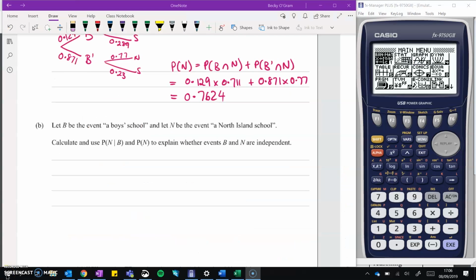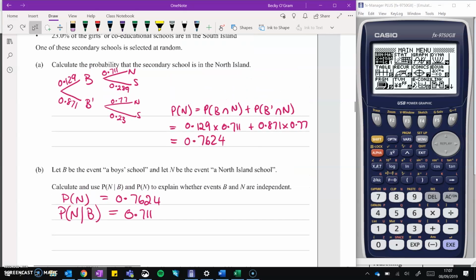Okay, now calculate the probability of N given B. So that means given that we know it's a boys' school, what's the probability of it being on the North Island? Compare that to the probability of the North Island to see if they're independent. Those 2 things will be equal if they are independent, because picking a boys' school should not affect whether it's on the North Island if those are independent. So we've got the probability of N from the bit that we just worked out in the first part. And then the probability of N given B is 0.711, because that's the chance of getting an N after we already have a B. So that's this 0.711 there.